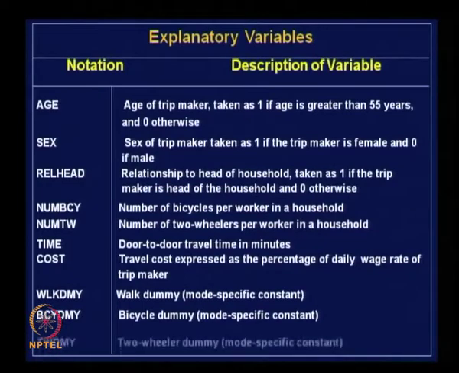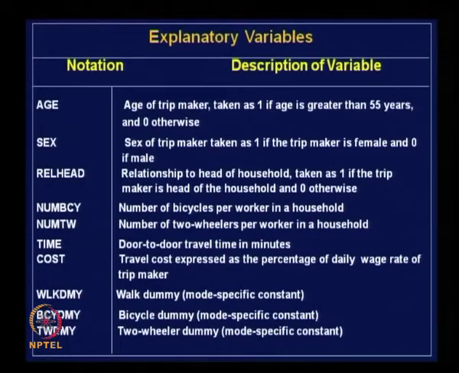And similarly, motorized two-wheeler dummy. A household may own a motorcycle, one person will never be using the motorcycle, then why treat the motorcycle as an alternative for that individual? Give 0 for the variable motorcycle for that person and 1 for others, clear. So this is how we need to identify the variables and assign values.